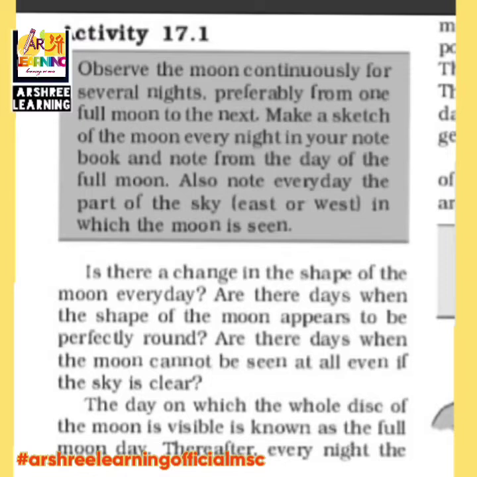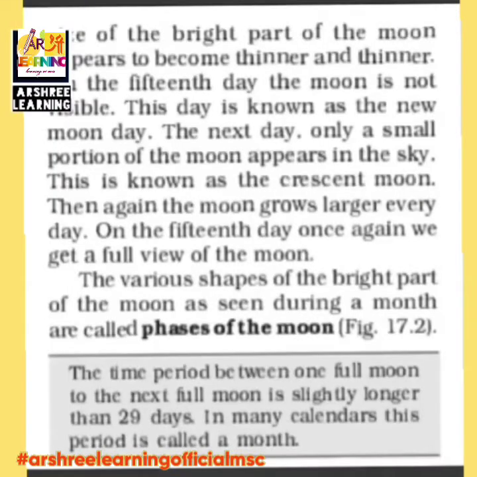Every night in the sky, the bright side of the moon appears to become thinner and thinner. So if you start by observing the moon on a full moon day, then on the next day and the days following, the bright side of the moon starts becoming smaller and smaller, and on the 15th day the moon is not visible. This day when it is not visible is called the new moon day.